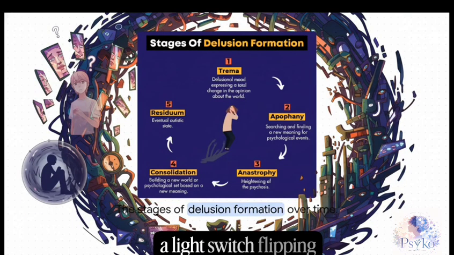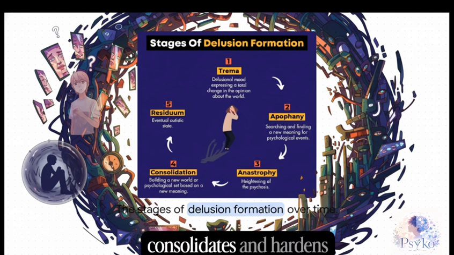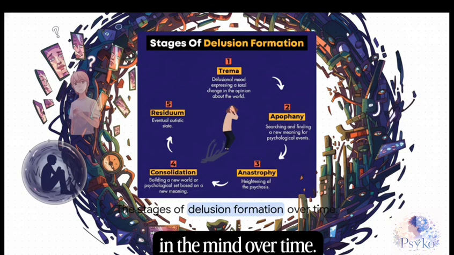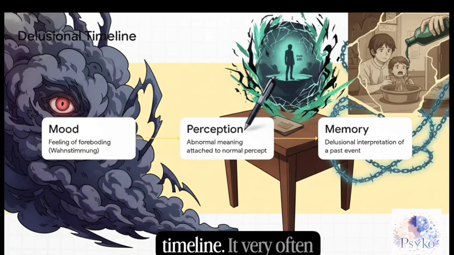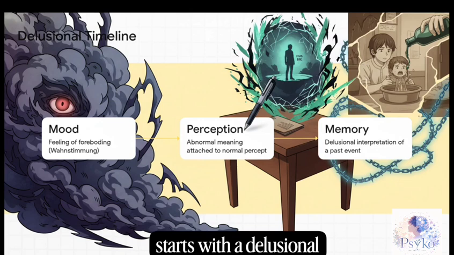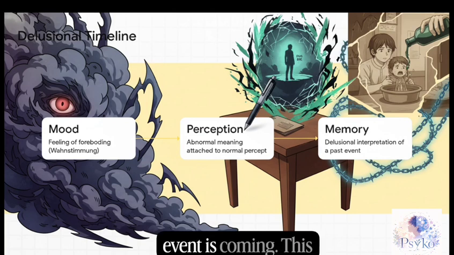Psychosis is rarely just a light switch flipping on. It's a progressive build. These distinct stages of delusion formation show exactly how a terrifying new reality slowly consolidates and hardens in the mind over time. Let's walk through this timeline. It very often starts with a delusional mood, or Wahnstimmung, which is this eerie, unexplainable feeling of foreboding that an unidentified, sinister event is coming.